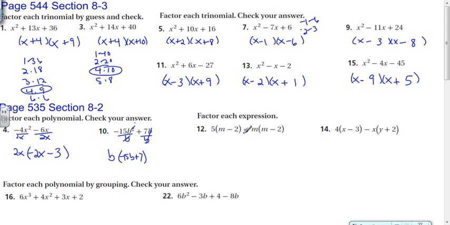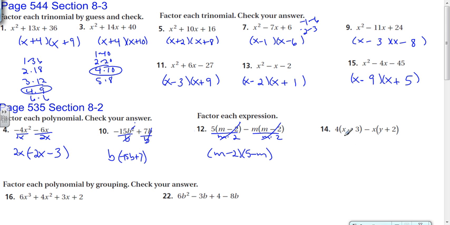Number 12, this is not factored because there's a minus sign outside the parentheses, but they have an m minus 2 in common. So if I divide out m minus 2, those are going to cross out, those are going to cross out, that leaves me with 5 minus m.